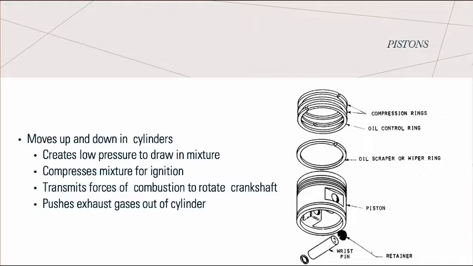The piston ring set consists of two directional compression rings and one spring-loaded conformable oil scraper ring. And all piston rings have a wear-resistant chromium plating. And the piston moves up and down in the cylinder to create low pressure to draw in the mixture, to compress the mixture for ignition, to transmit forces from combustion to rotate the crankshaft, and to push exhaust gases out of the cylinder.